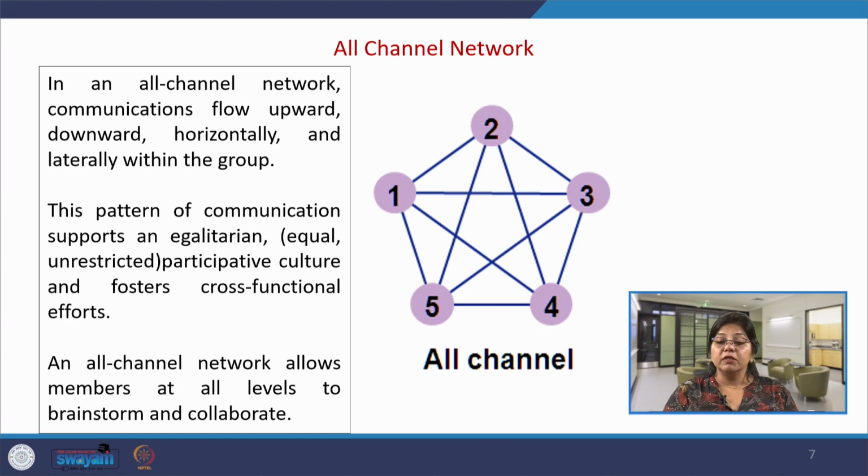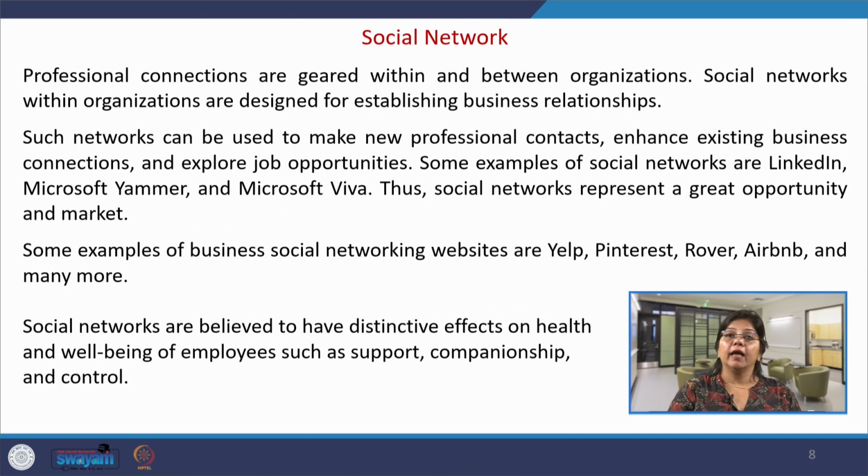When we are talking about this network, the major advantage is that it allows brainstorming and collaboration. Members collaborate, they tend to correlate with each other, and more ideas evolve because of the overloading of information with each member of the network. This is all channel network. This is one of the most conducive forms of network that exists in any organization, especially in the present times because of global competition. And the last and the latest is social network.